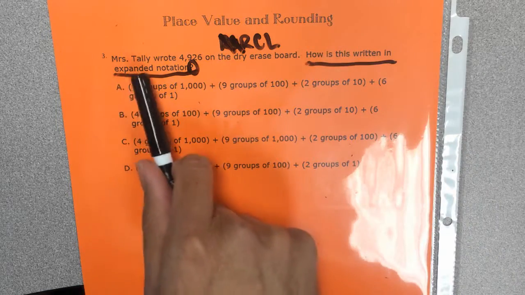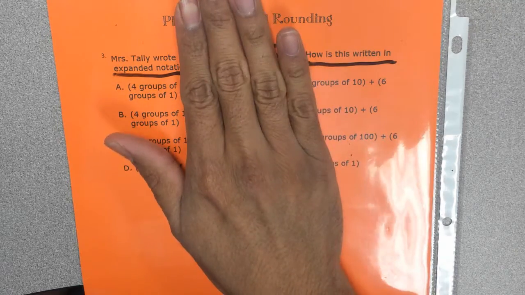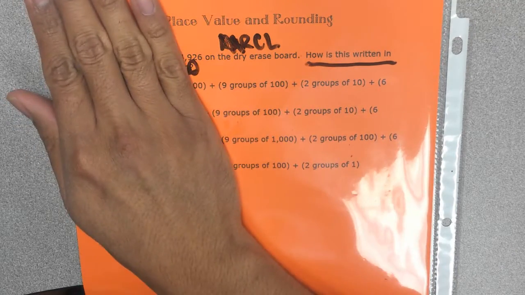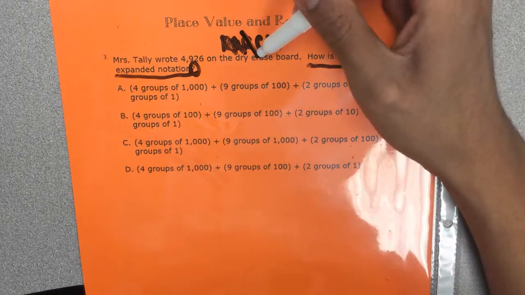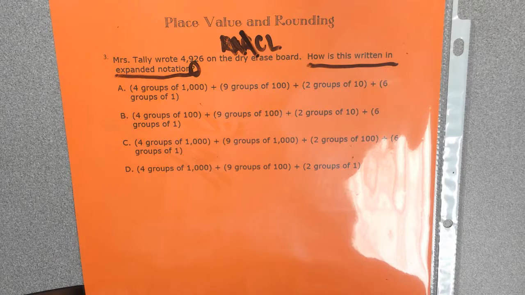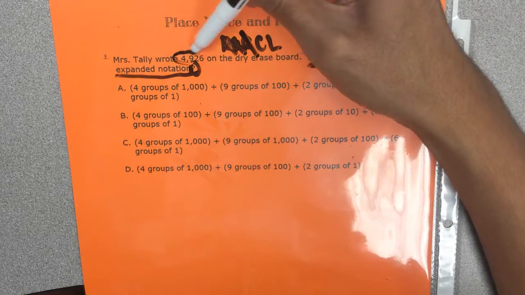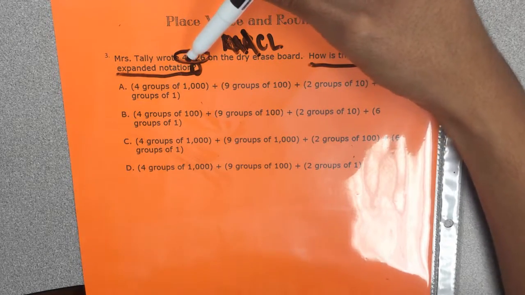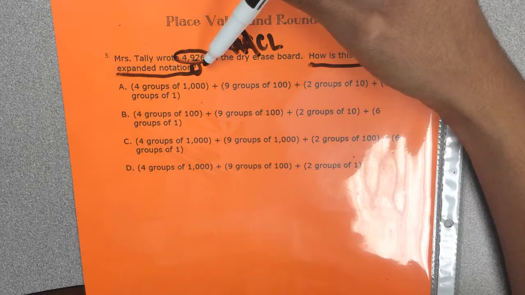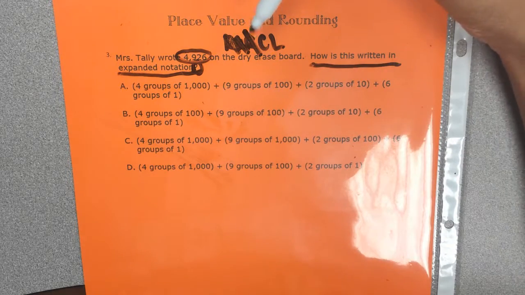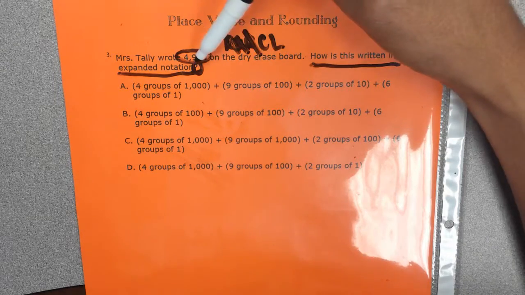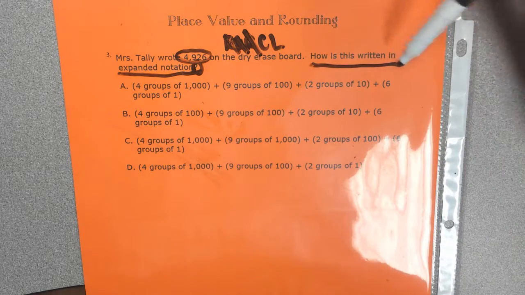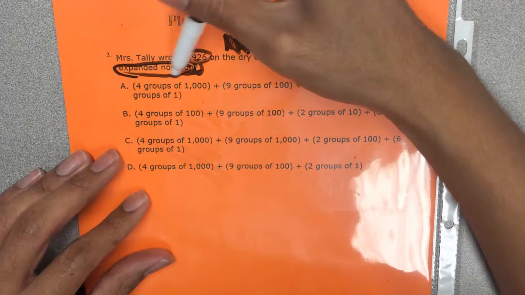It says, Mrs. Talley wrote 4,926 on the dry erase board. So go ahead and cross that off, and now let's start circling some clues. So I'm going to circle this big number here that's written down in standard form. Remember, that's just a regular number. And in the question, we need to figure out how you could write it in expanded notation.